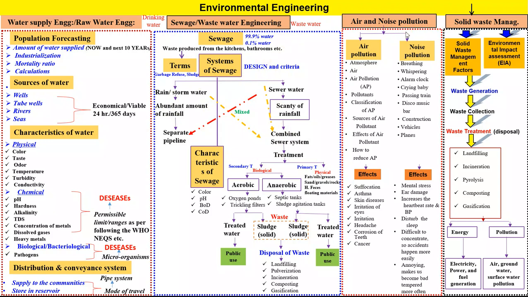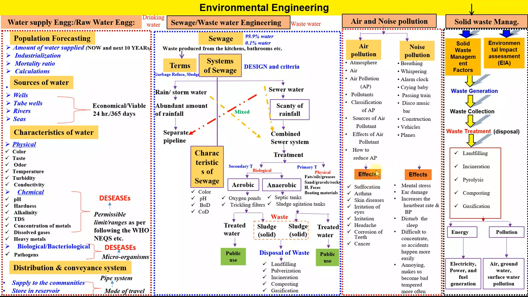Then we have part number three, which is air and noise pollution and solid waste management, or solid waste engineering. In air and noise pollution, first we talk about air. We will read about the atmosphere, air pollution, pollutants, classification of pollutants, sources of air pollutants, effects of air pollutants, and how to reduce air pollutants.